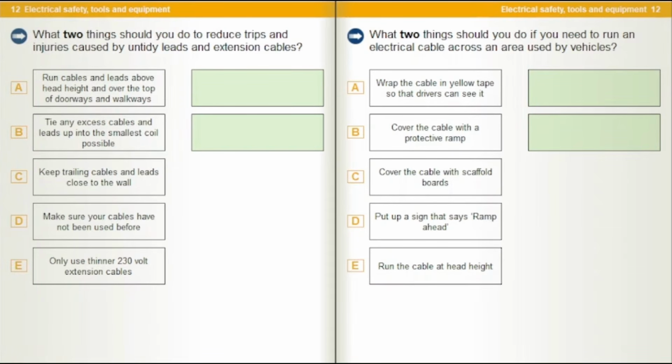What 2 things should you do if you need to run an electrical cable across an area used by vehicles? Wrap the cable in yellow tape so that drivers can see it. Cover the cable with a protective ramp. Cover the cable with scaffold boards. Put up a sign that says ramp ahead. Run the cable at head height.